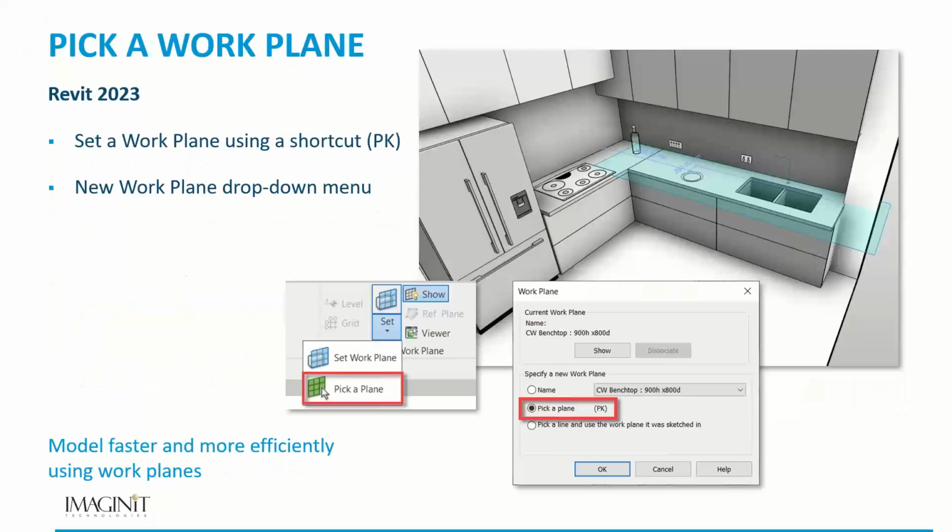We'll look at that. Pick a work plane. This is really cool. So we often have to change our work planes when we're working. We'd have to go up and basically go to the architectural tab, go over to the work plane panel, hit set work plane, the work plane dialog box would open up, and then we'd pick a plane. Well, now there's a drop down to just pick a plane. Better yet, they've now given me a key in, which is PK. We'll take a look at this. So we can quickly change our work planes now, much faster and much more efficient.